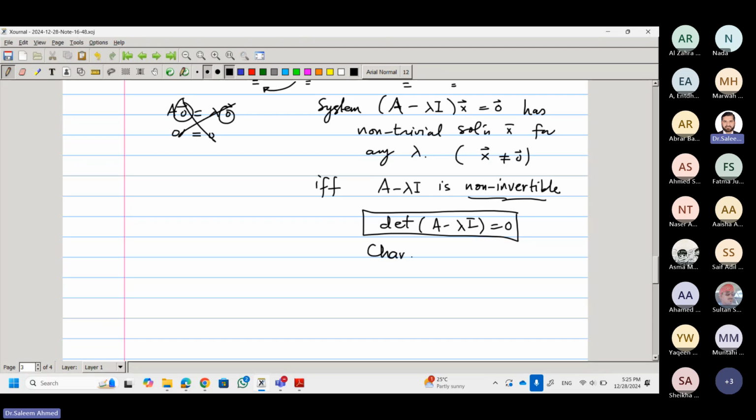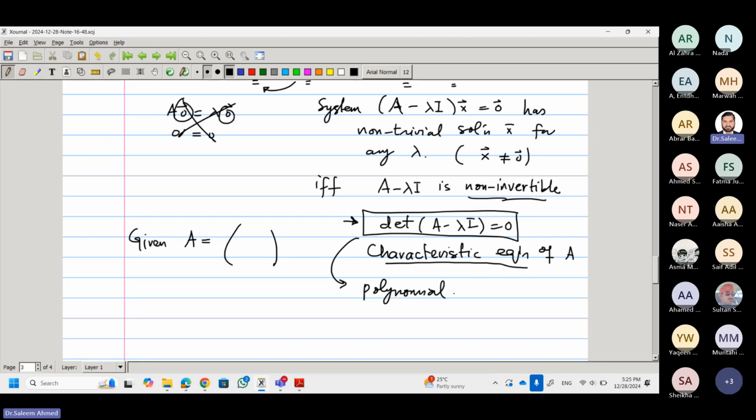This is called the characteristic equation of A. Characteristic equation of a matrix A. So if you are given a matrix A, and someone asks you what the characteristic equation is, basically you have to write that. And this characteristic equation is a polynomial equation in lambda, because when you solve it, it gives you a polynomial equation in lambda, like lambda square, lambda plus c equal to 0, if it is 2 by 2.